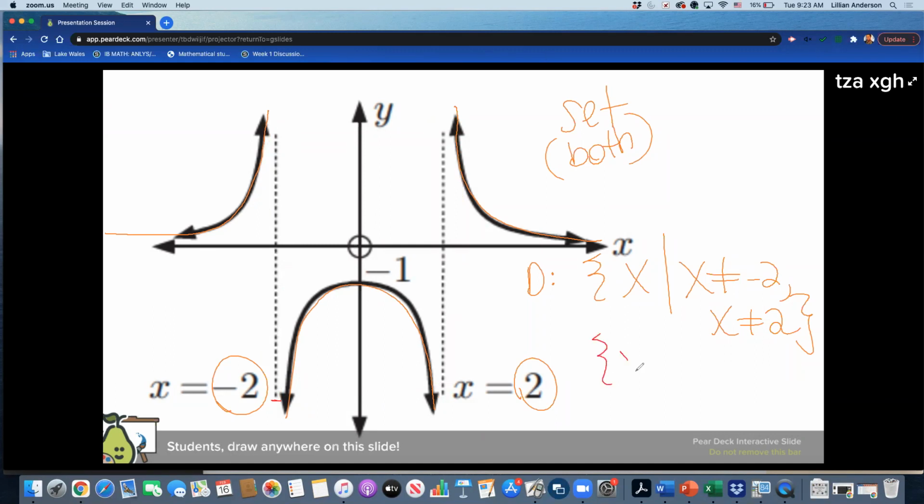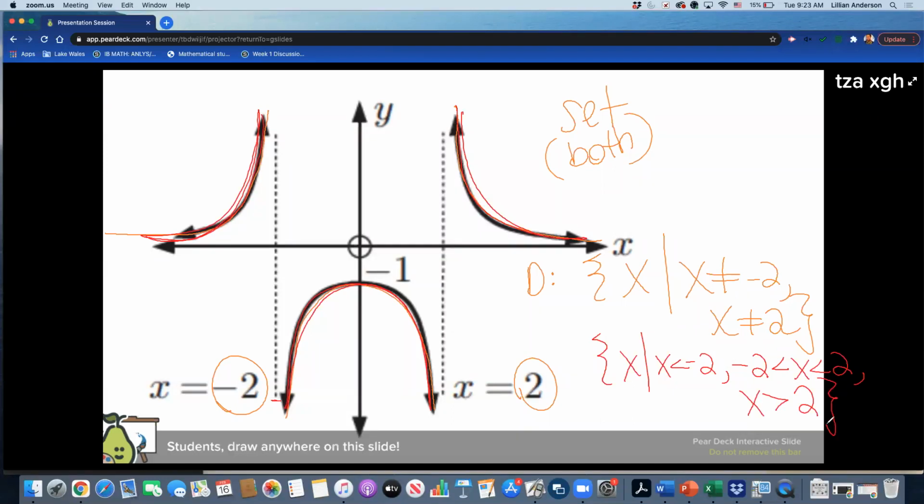Now, some of you wrote it like x is less than -2 to indicate this part, because yes, that is true. This would represent x is less than -2. To represent the part that's in between -2 and 2, you could have said -2 is less than x is less than 2. To represent the part that's greater than 2, you could have said x is greater than 2.